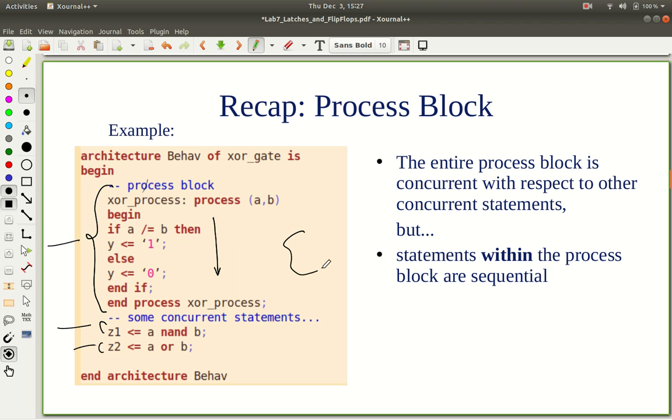So for example, if this is the process block and the sensitivity list has signals A and B, and inside it is updating some signal Y. So whenever any value or any event occurs on A or B, any value changes, this is triggered. Then this is like C code or Python code to compute what should happen, and the computed value is then applied on the signals. So in this case, it is applied on the signal Y. Either a 1 or a 0 is applied.